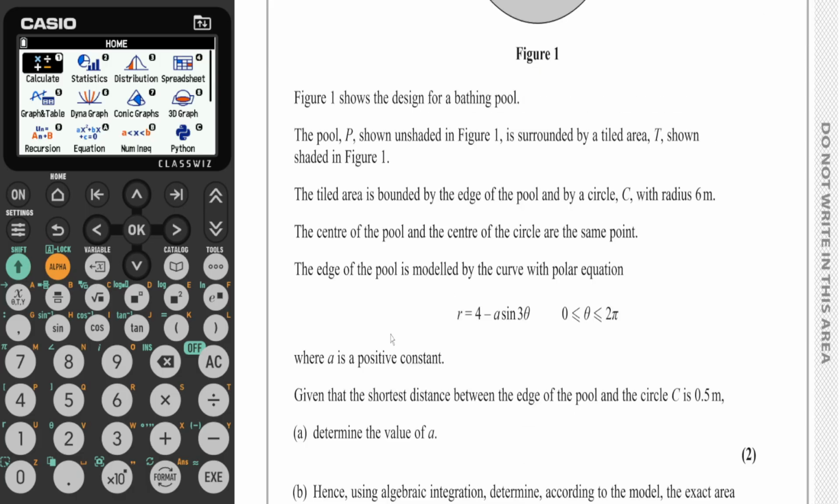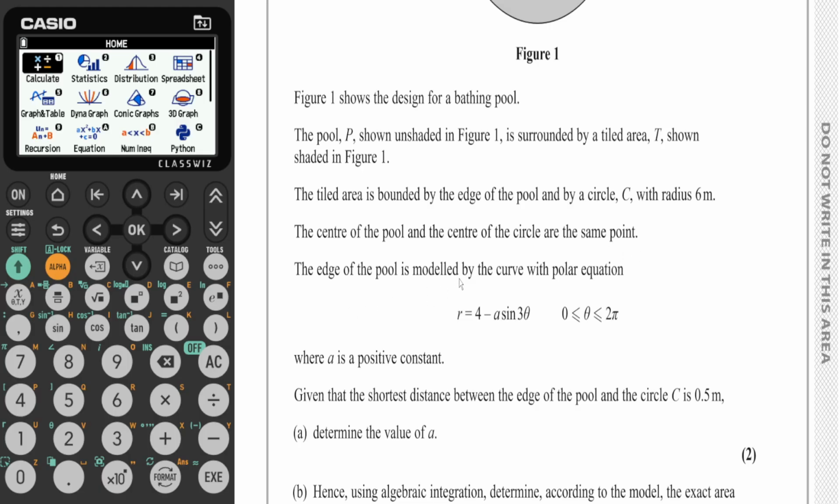Question number 3. Figure 1 shows the design for a bathing pool. The pool P, shown unshaded in figure 1, is surrounded by a tiled area T, shown shaded in figure 1. The tiled area is bounded by the edge of the pool and by a circle C with radius 6 meters. The center of the pool and the center of the circle are the same point.